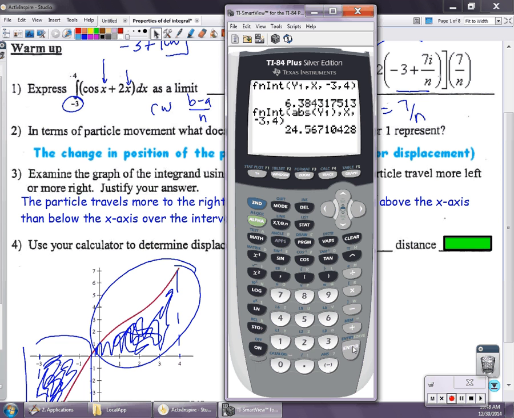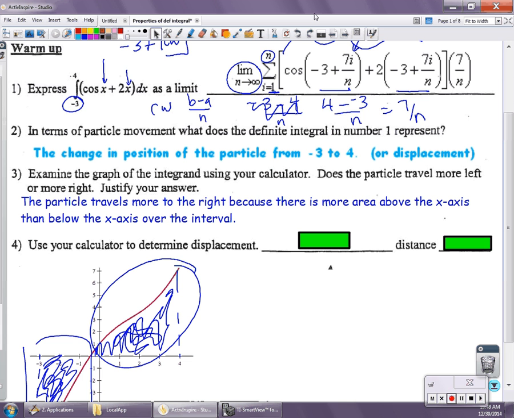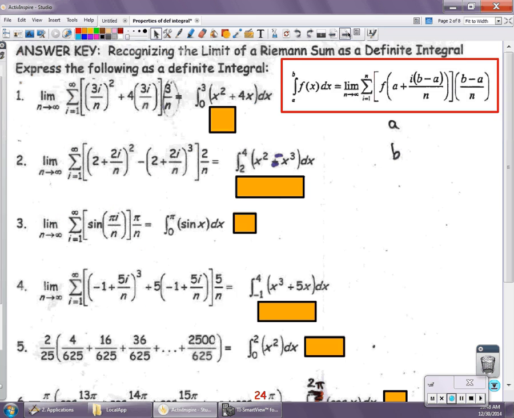24.567. If you're having any trouble with your calculator, please come in and see me. I'll be glad to help you on that. And let's see if my answers agree with what I just got. So we have 6.384, which is what I had, and 24.567. All right, let's go to the lesson now.